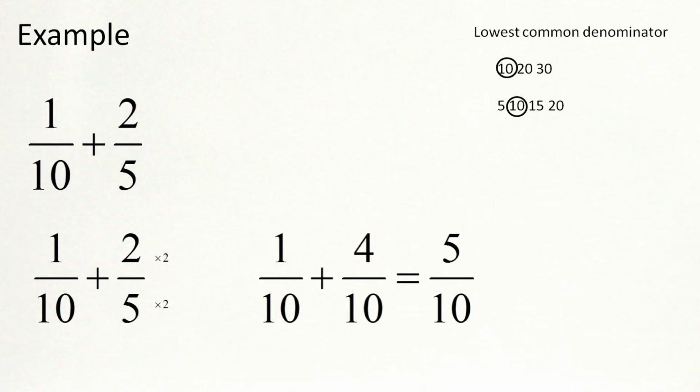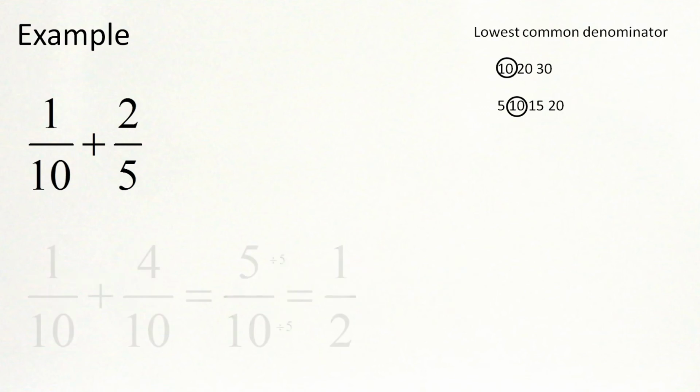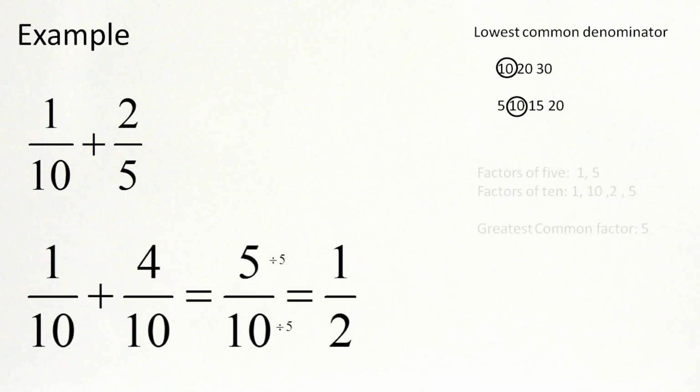Now we're not done yet. We need to make sure we simplify that fraction. And in order to do that, we need to find the greatest common factor between 5 and 10. In this case, 5 is a common factor, and so 5 divided by 5 equals 1, and 10 divided by 5 equals 2. So our final solution is 1/2.